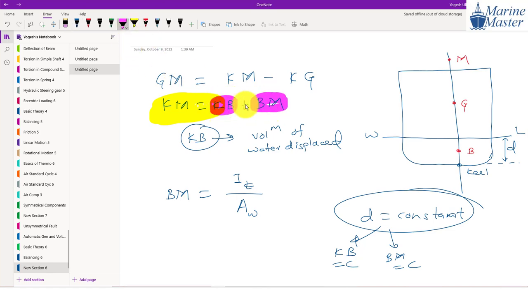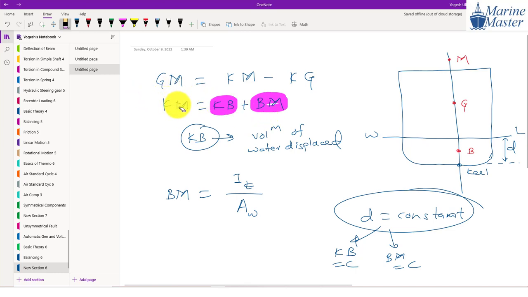This KB and BM will not change. Why? Because KB depends on the volume of water displaced, and BM depends on I center line and the area of the water plane, and I center line and water plane area are not going to change. So KB and BM remain the same, and that's why KM will also remain the same.